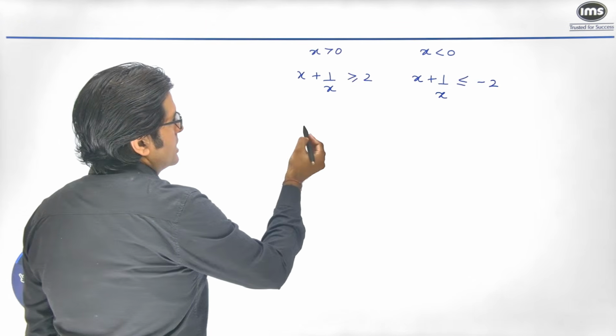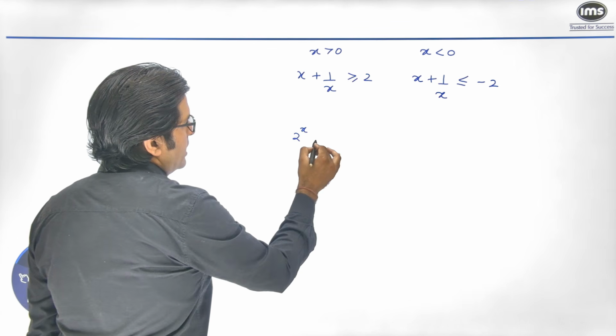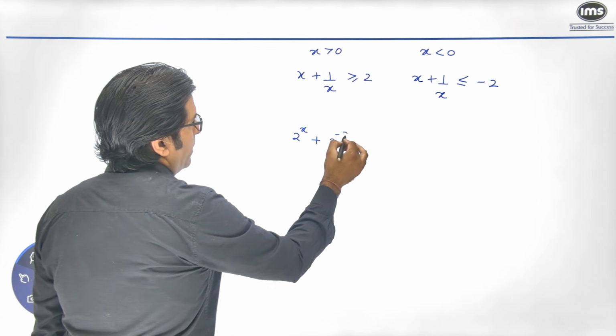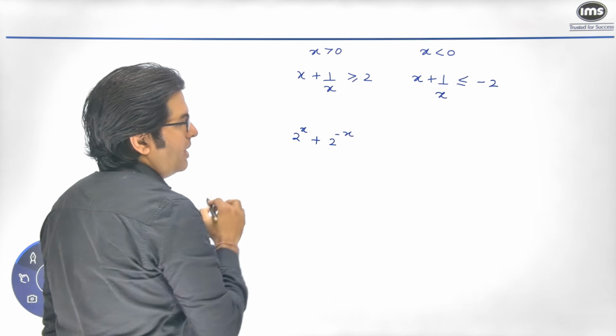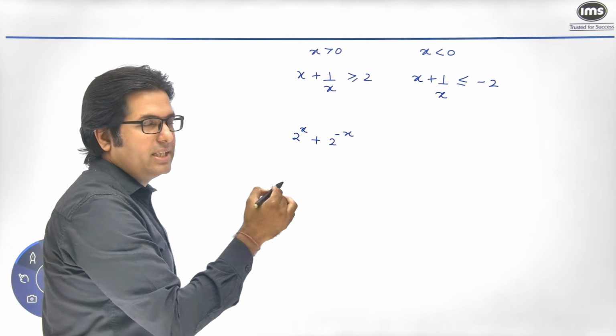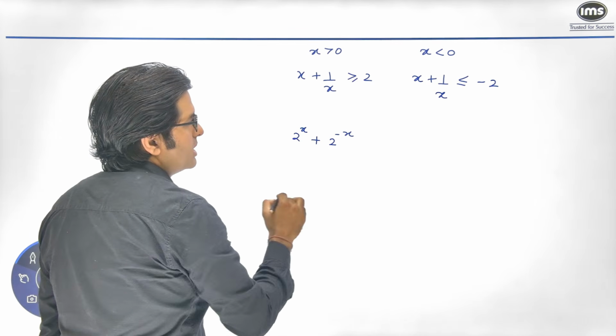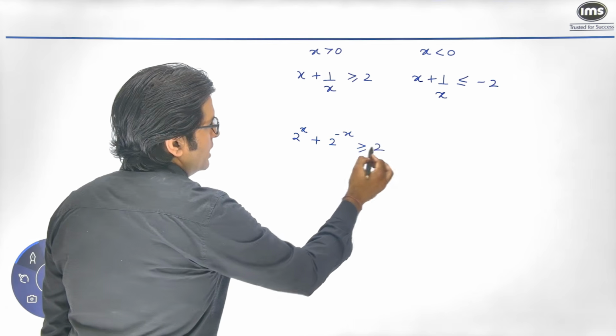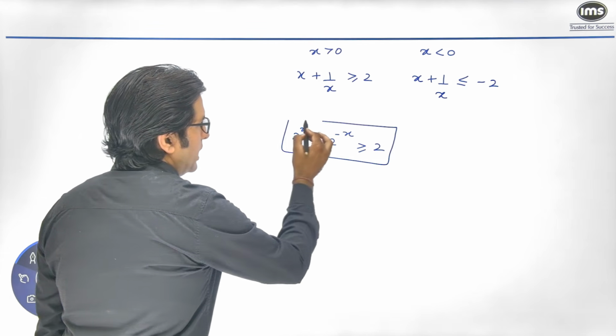The second part is the expression could also be expressed in the form of 2 to the power x plus 2 to the power minus x. Remember, both of them are sum of the term and the reciprocal, and each value is positive. So therefore, this will always be greater than equal to 2. This is something that we covered.